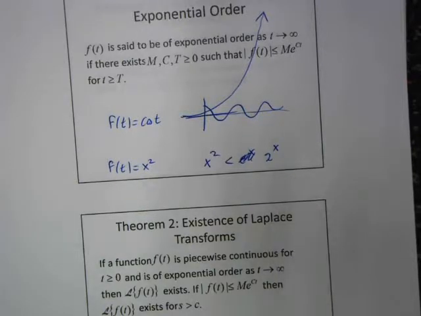Hyperbolic cosine is of exponential order because hyperbolic cosine is just two exponential functions added together and then divided by 2, so it's even smaller. Tangent. Yeah. Natural log is of exponential order. Tangent, there's one, I finally heard one.